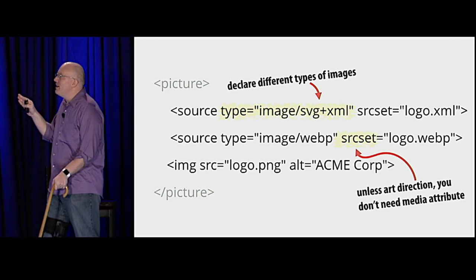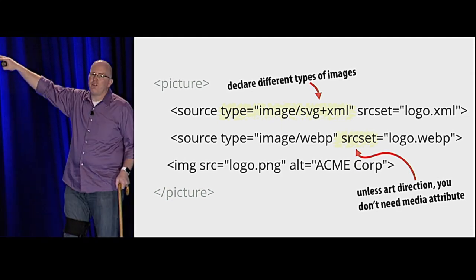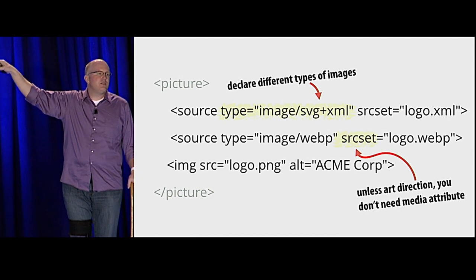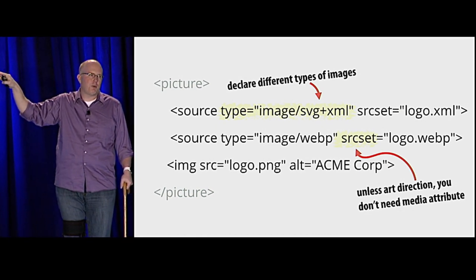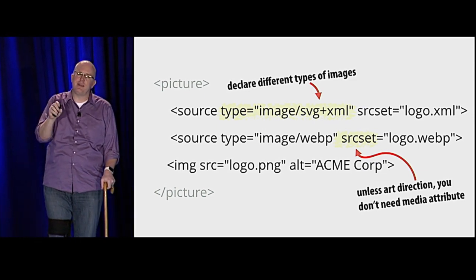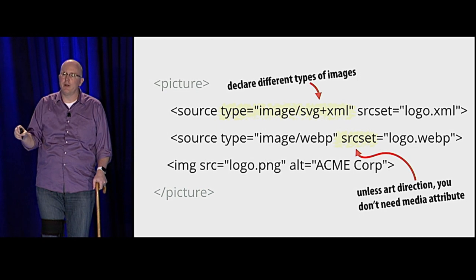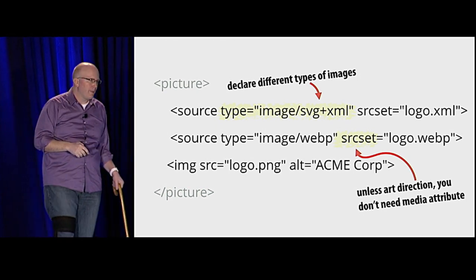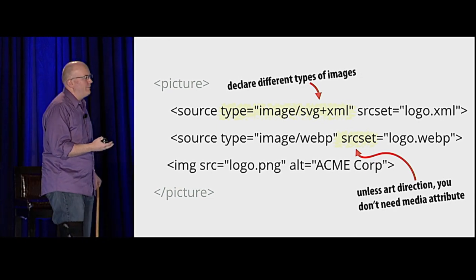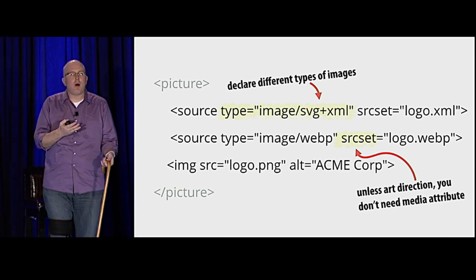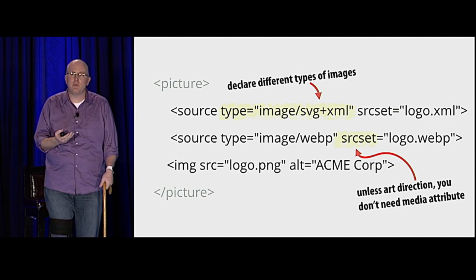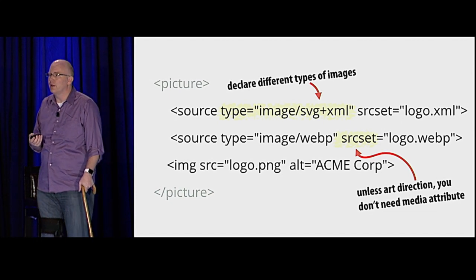One thing to note is that in this scenario, we can use the picture element for resolution switching, not art direction. So if we do that, we do not need to have a media attribute in here. As a matter of fact, we shouldn't have a media attribute, because the media attribute is the thing that dictates to the browser what should be downloaded, as opposed to giving the browser options. And then if the browser doesn't understand WebP, then the PNG will be loaded. So now all of a sudden we have this opportunity to progressively enhance images and provide different image formats, so we can start experimenting with images in a way that we've never been able to before.